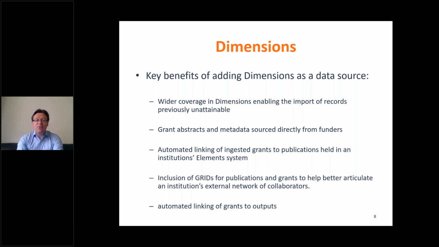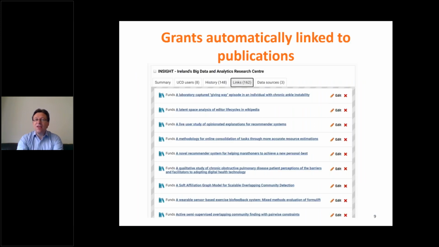The automated linking of grants to outputs is also extremely important for us. And the next slide shows that. And I saw earlier on in Kate's presentation when she showed us the screenshot of the home page of version 6, that there was link funding to your publications. So by implementing the Dimensions grants API, this happens automatically for certain grants.